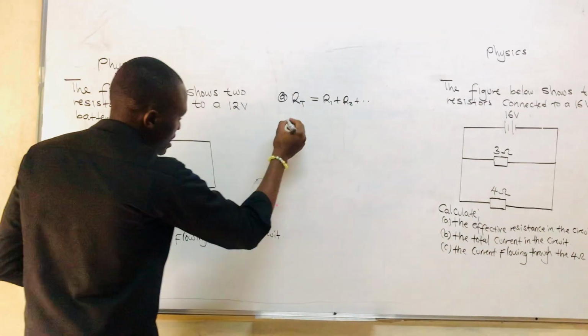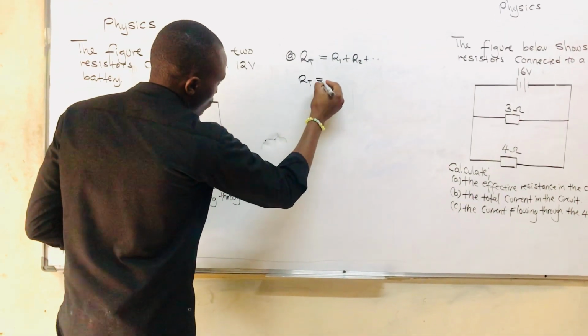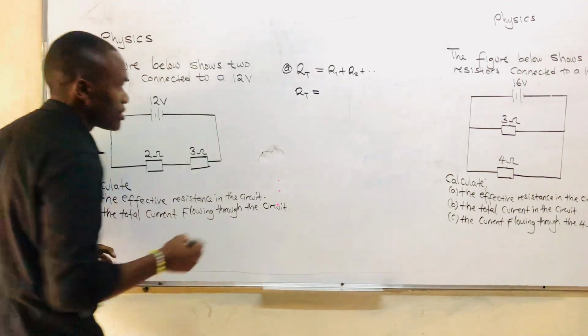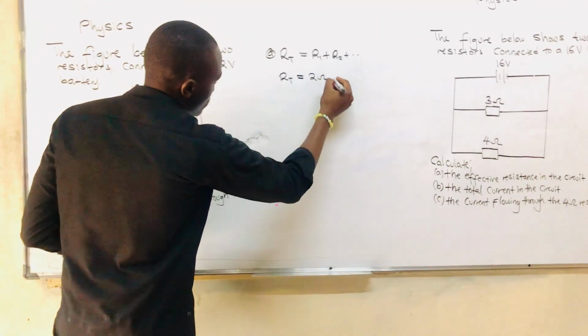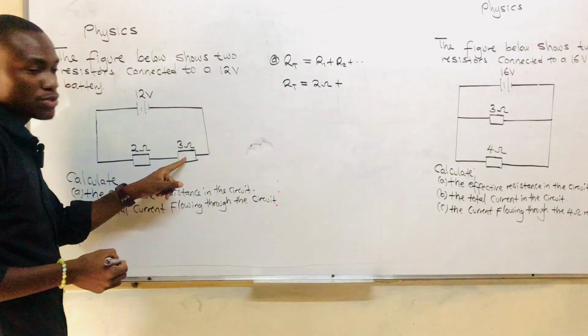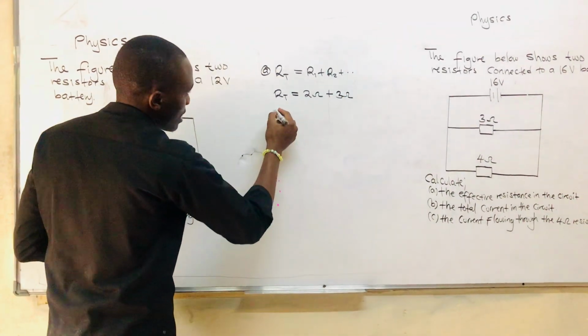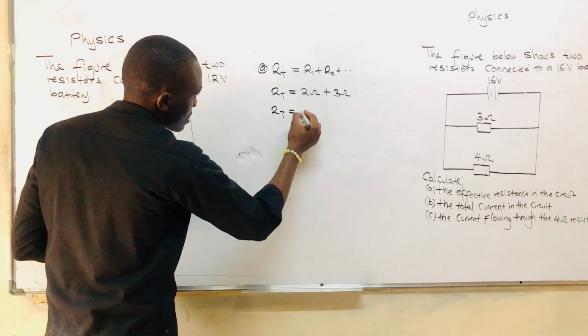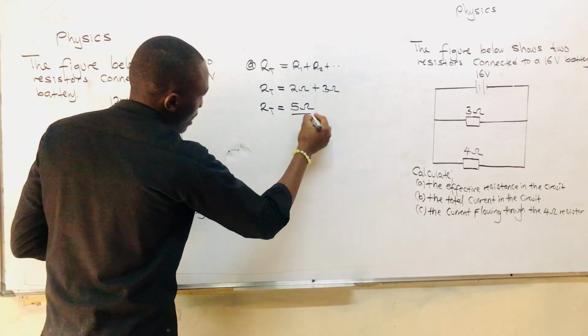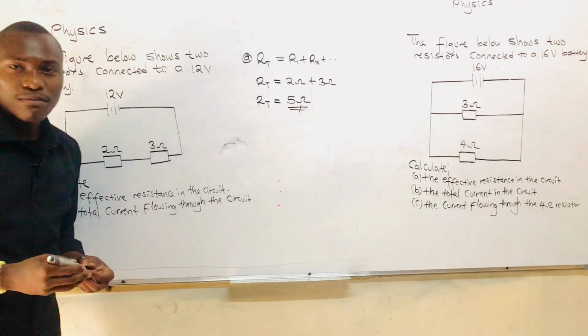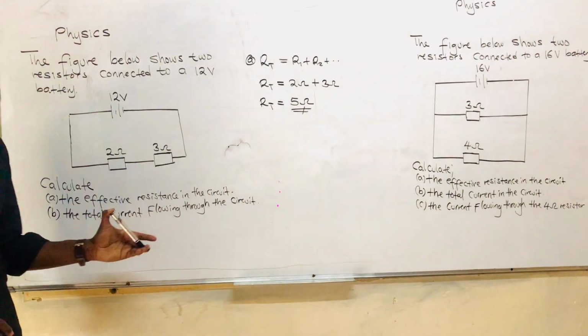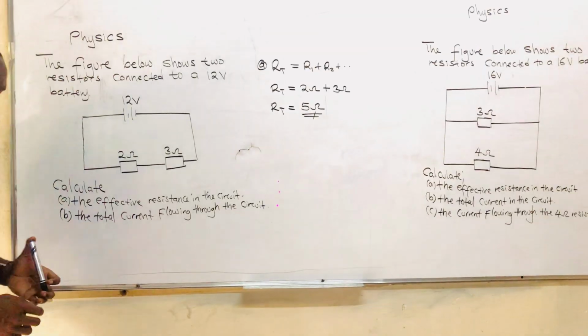So the total resistance in this case, RT, would be equal to, our R1 is 2, so we have 2 ohms, plus our R2 is 3 ohms. So we have 3 ohms like that. And so the total resistance in this case would be equal to 5 ohms. So 5 ohms is the effective resistance in the circuit.